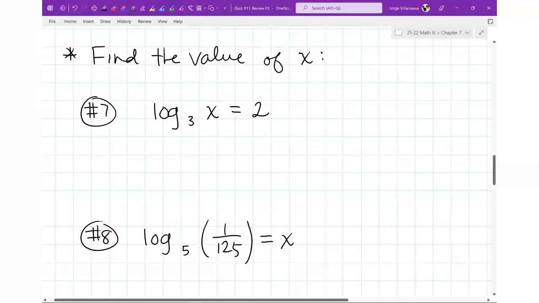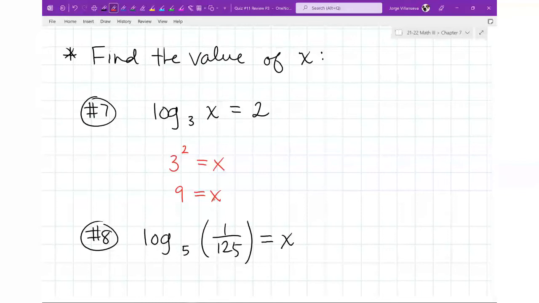Okay, so we're going to find the value of x. So number 7, we have log base 3 of x equal to 2. So what I want to do is rewrite this into an exponential. So I'm going to get my base of 3, and I'm going to raise it to my power of 2. So this is 3 squared equals x. So that means that x equals 9. And that's it. That's all there is to that one. Just rewrite it, simplify. Rewrite it and simplify.